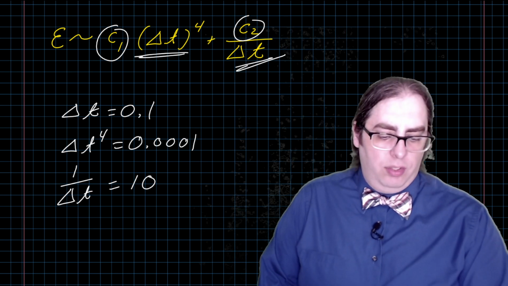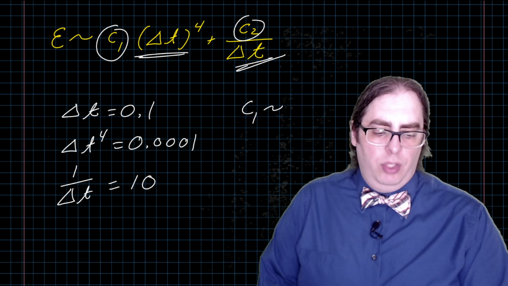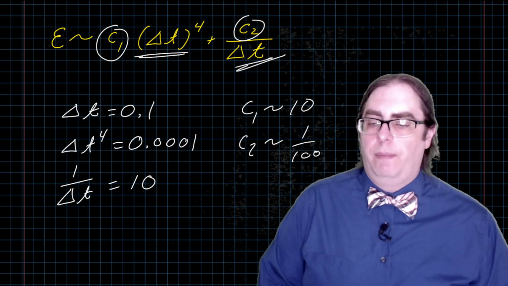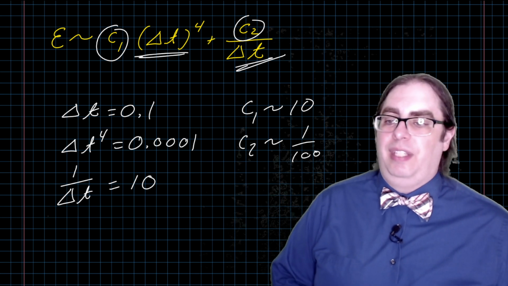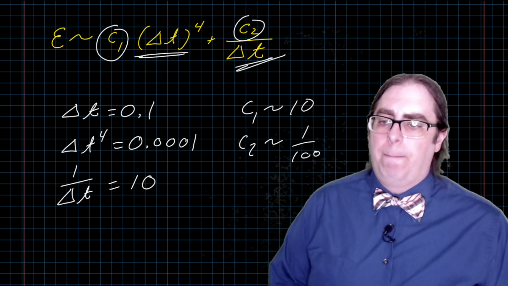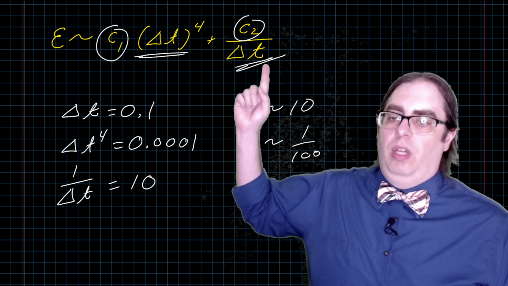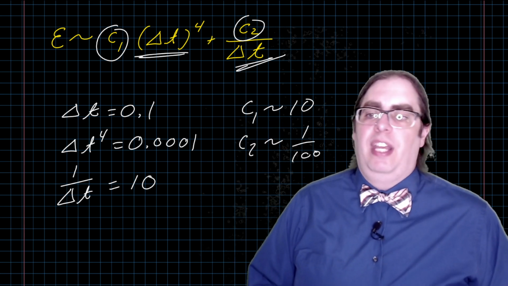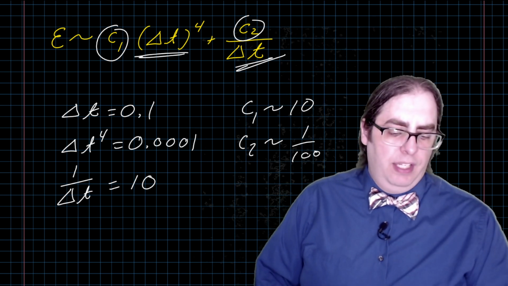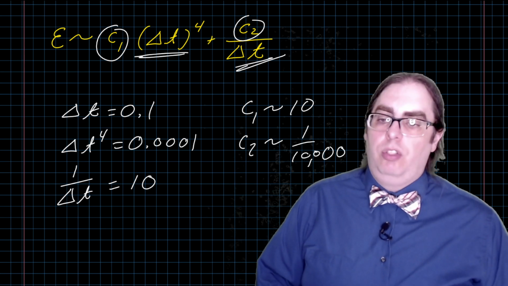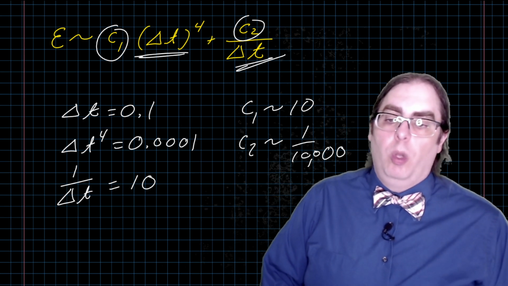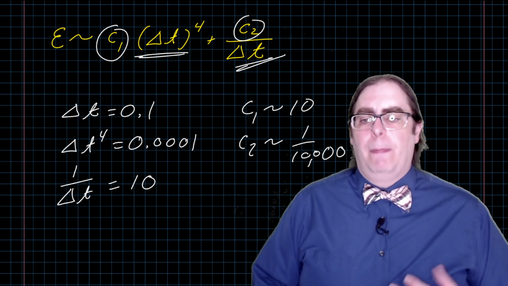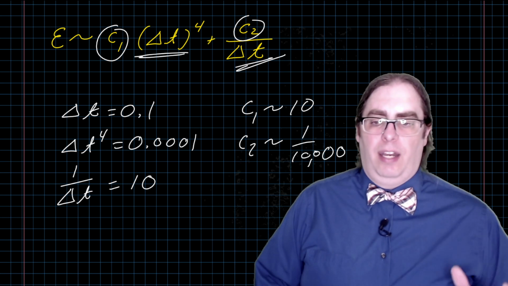Luckily, we can say that, generally speaking, C1 is on the order of about 10, and C2 is generally on the order of about 1 over 100. And so picking delta t as 0.1, okay, 1 over 100 divided by 0.1 is still 1 over 10. That's still perfectly fine. And if we're lucky and say C2 is on the order of 1 over 10,000, well, 1 over 10,000 divided by 1/10 is still 1 in 1,000. It's still incredibly small. But it's always there.